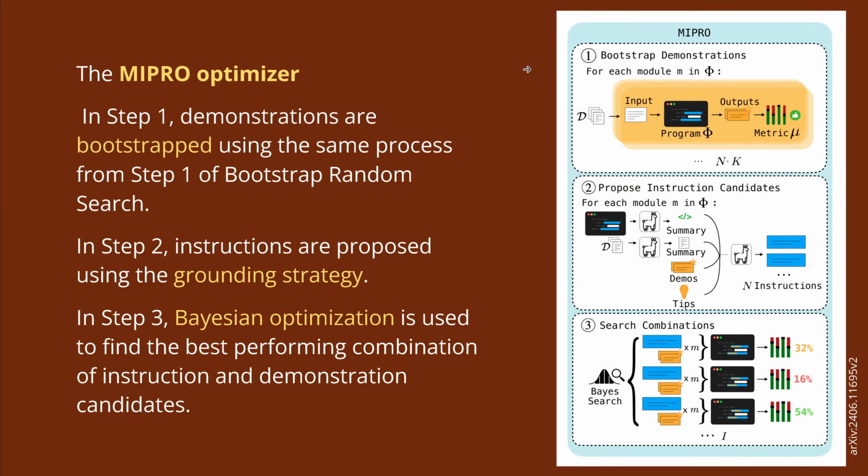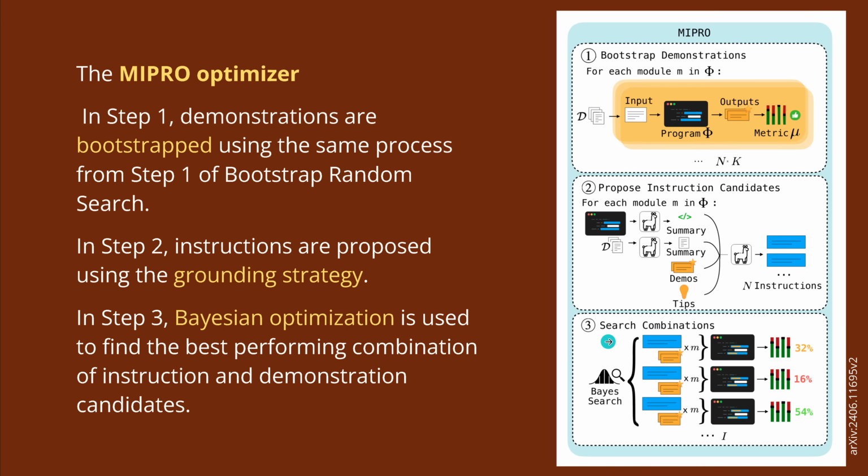MIPRO, I told you, this is the most important and the most complex optimizer for DSPy. If you understand MIPRO, you understand everything, you understand the core. So, first step, and we do 2 complete examples, so this is just to warm you up. Step 1 is simply, we take some demonstration, we bootstrap them using the same process like we used in Bootstrap random search. Then we have instruction, and we will have a grounding strategy I show you. And then we just don't have a simple search.